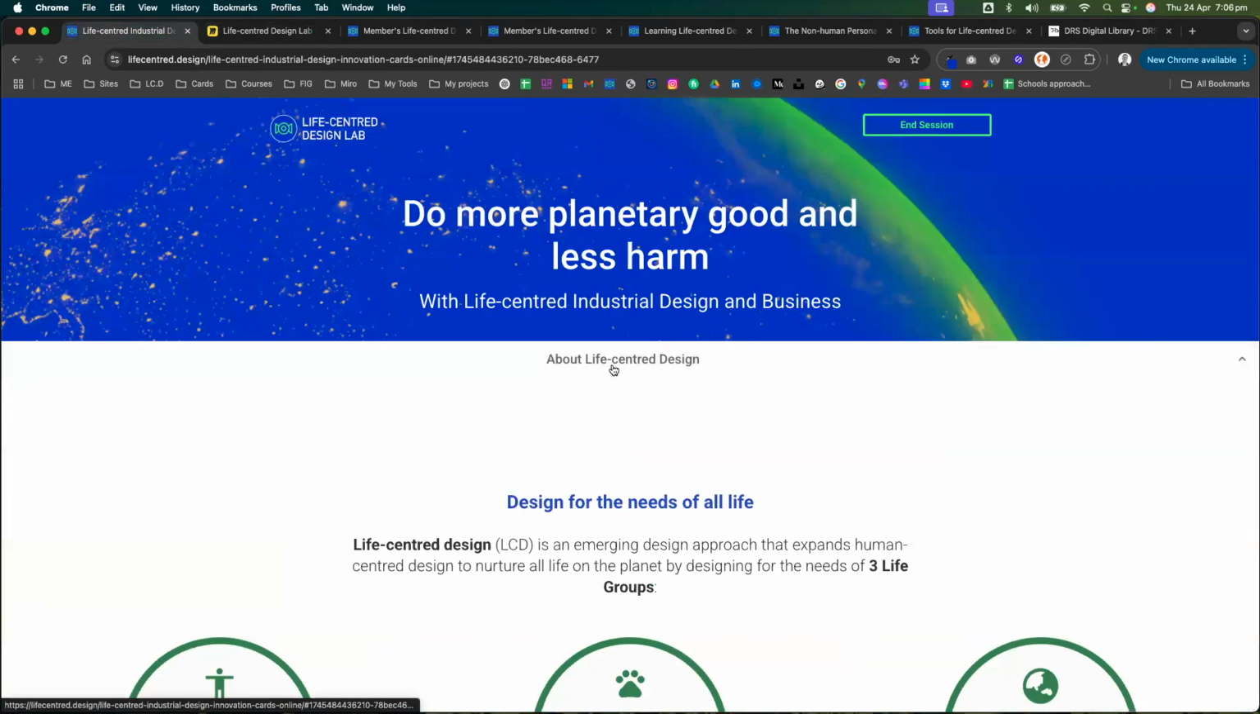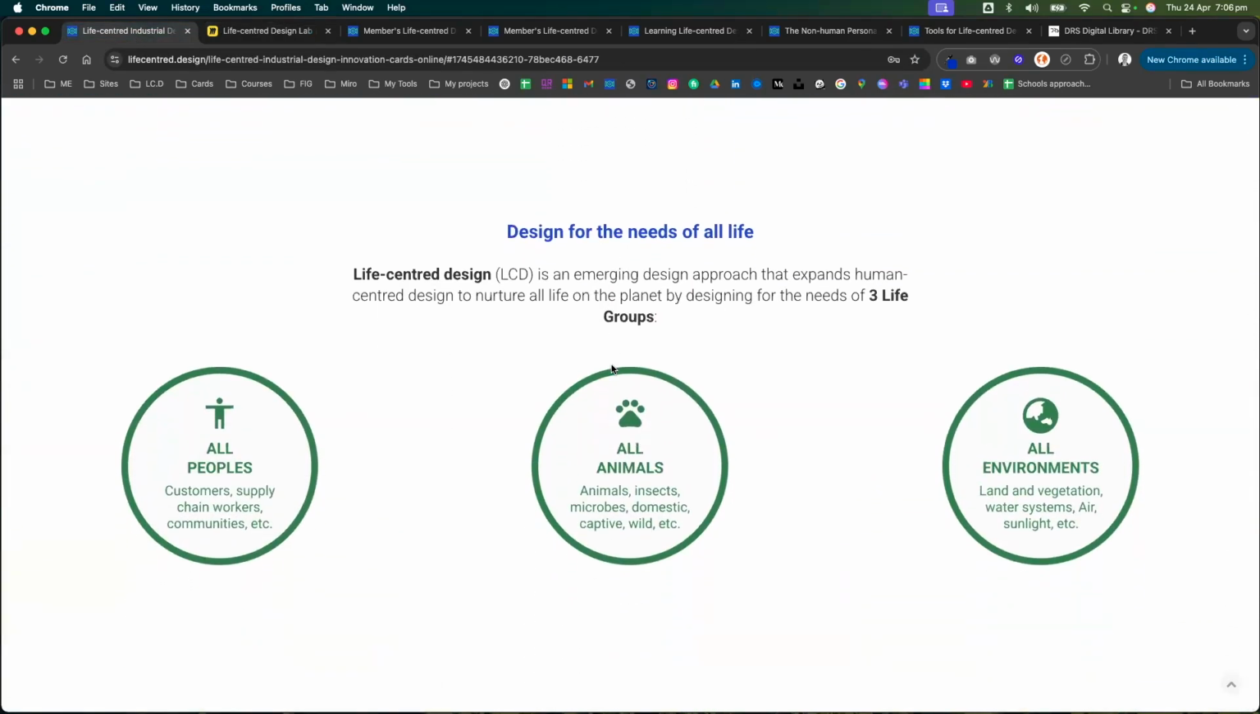But let me just start by talking a little bit about what life-centered design is. It's basically an emerging design approach that's expanding human-centered design, from just focusing on the needs of our target users and the business profits to also design for the needs of all life and all the life that we impact. And this is a very rudimentary categorization that I've created to help us think about that.